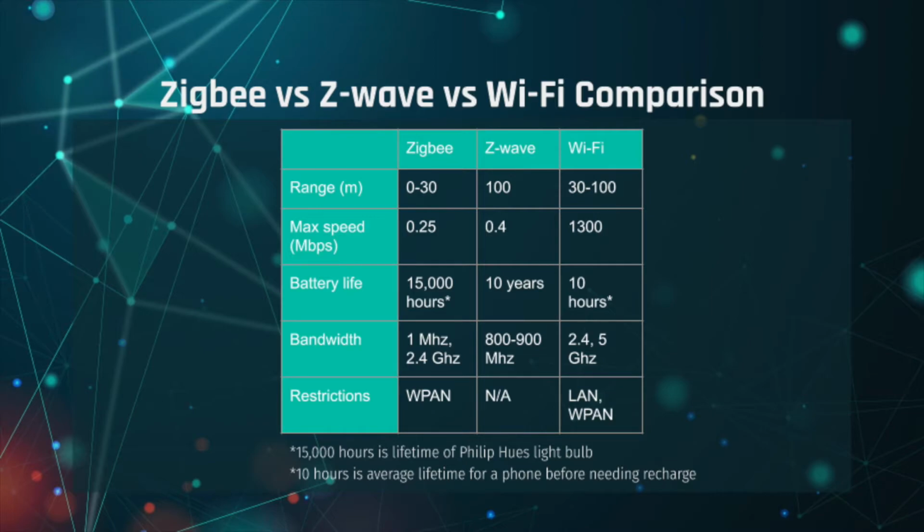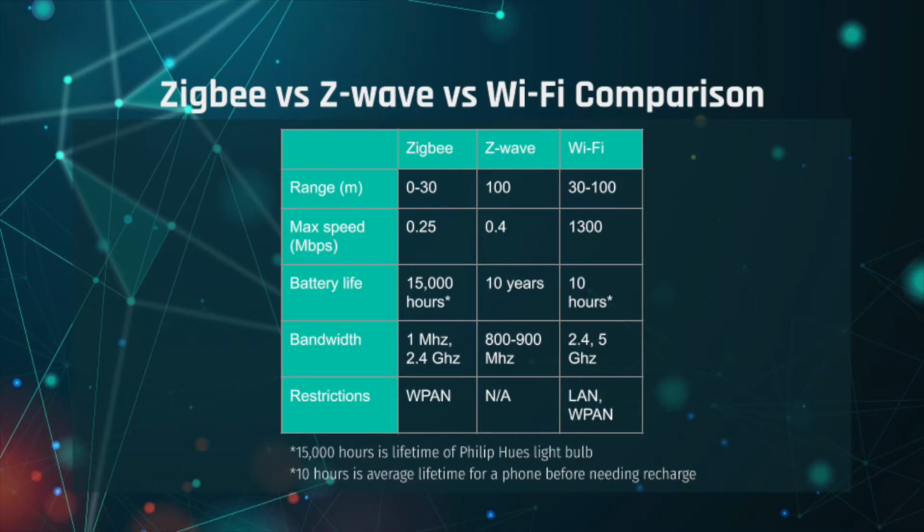The Zigbee and Z-Wave outperform Wi-Fi in terms of battery life. 15,000 hours is the average lifetime for a single Philip Hue light bulb, and 10 hours is the average amount of time it would take for a Wi-Fi connected phone to last before it needs to be recharged. Low power consumption is one of the pros of both Zigbee and Z-Wave. This is important for an IoT product like the Philip Hue bulbs, since you would not want to replace or recharge your light bulbs every 10 or so hours.